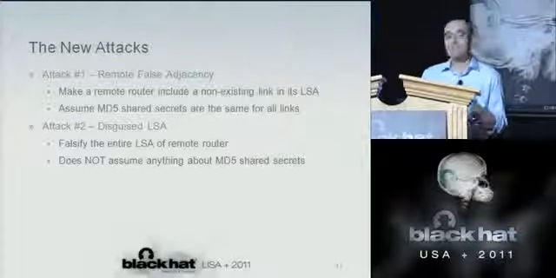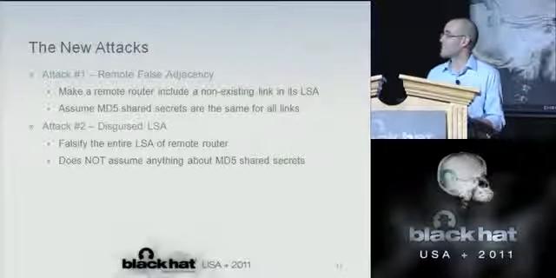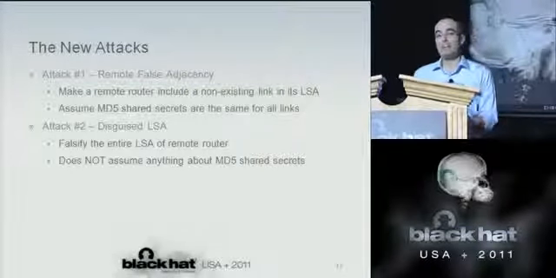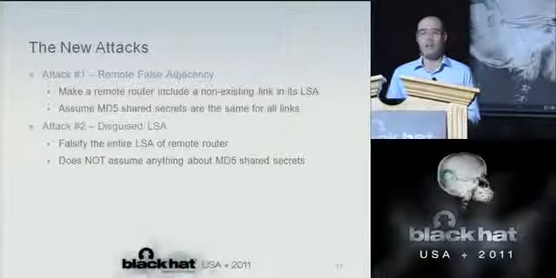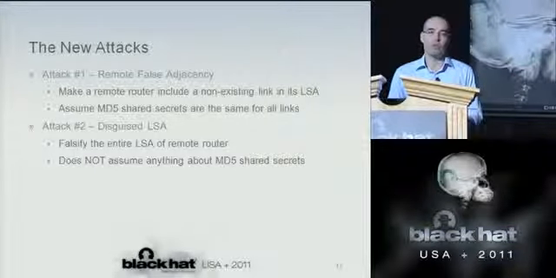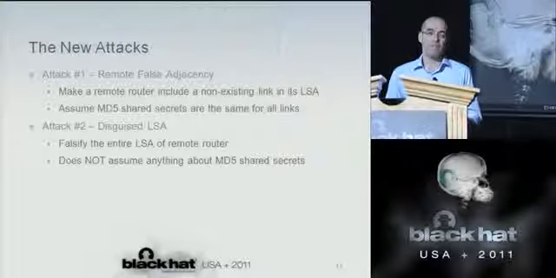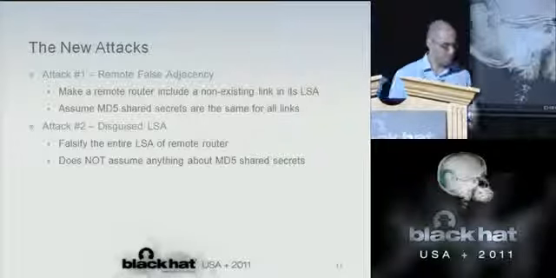The other attack is a much more powerful attack. We call it the disguised LSA. Here, the attacker can falsify the entire LSA of another router, not just make it add another link to a non-existing router, but simply falsify it from scratch. And it does not assume anything about the MD5 shared secrets.